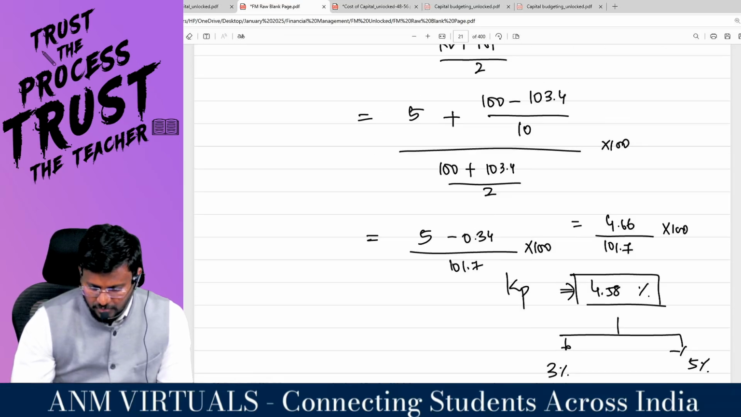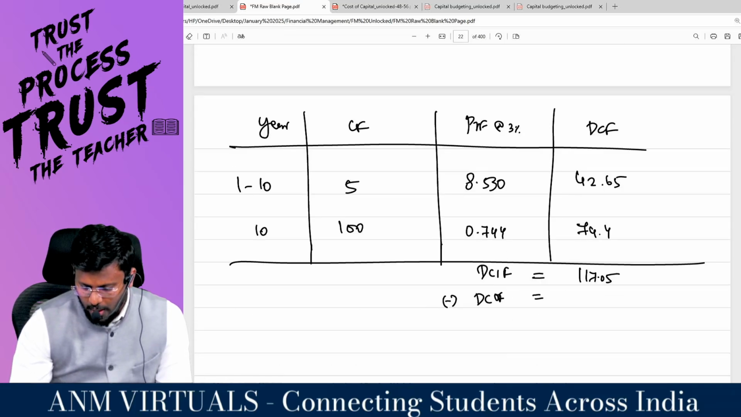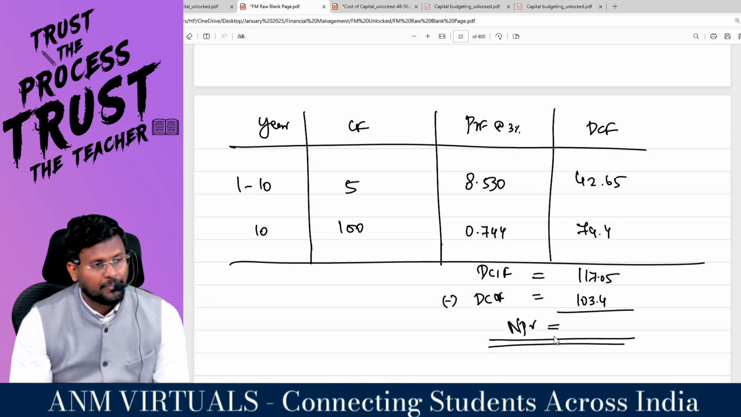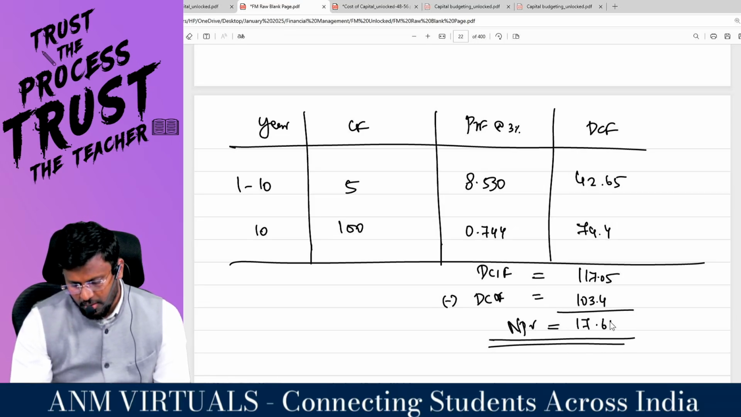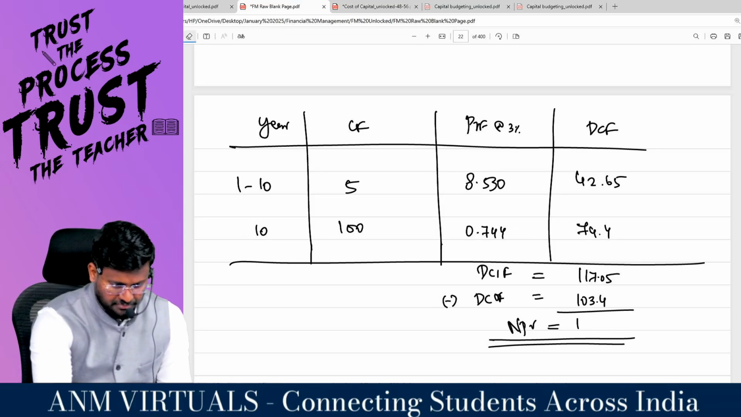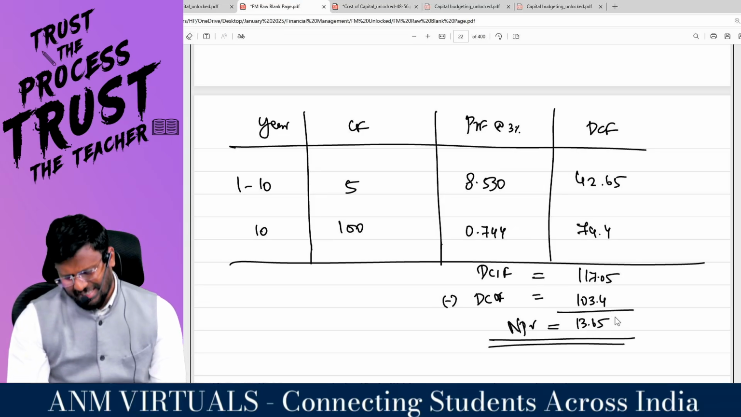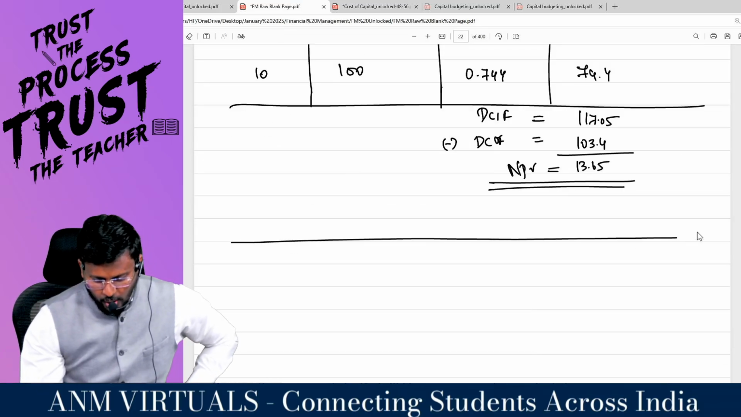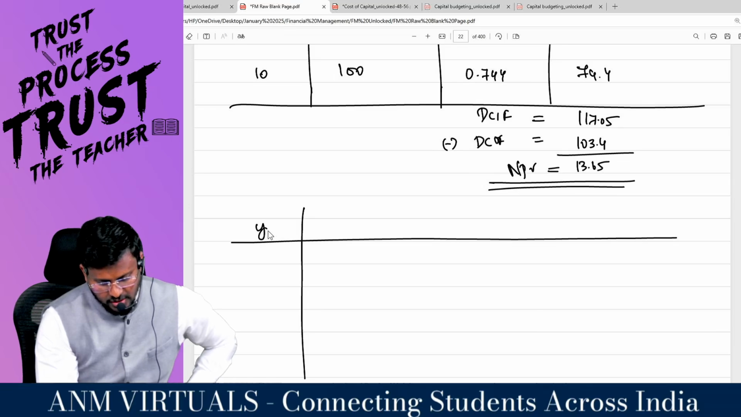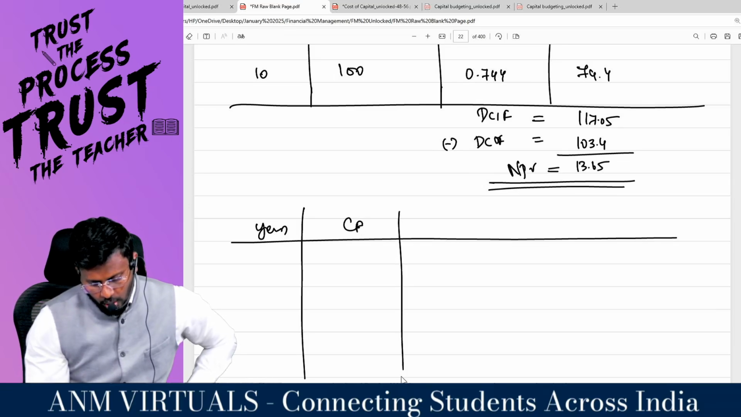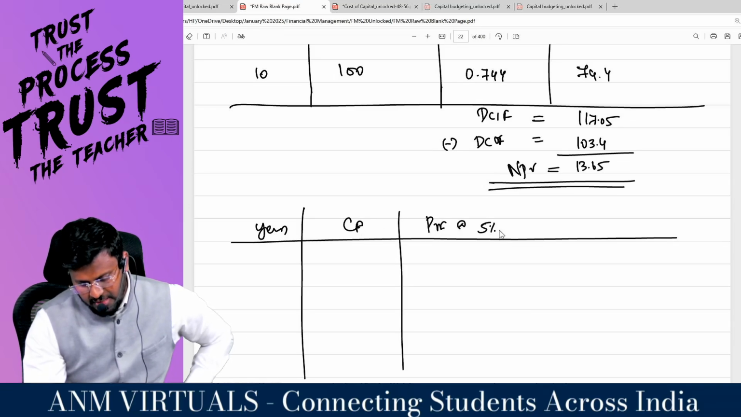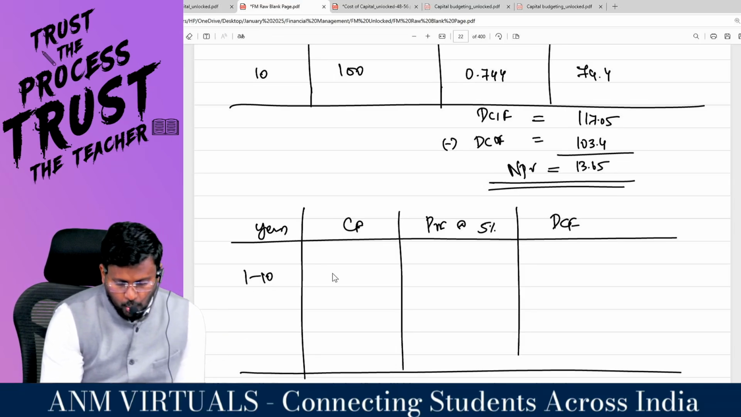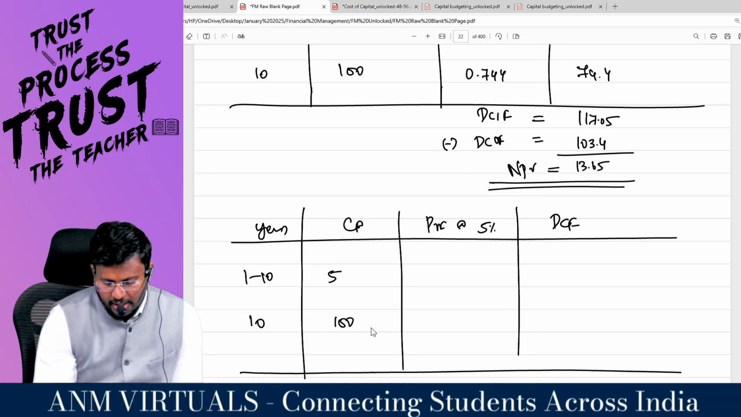What is the cash outflow? 103.4. So you are getting an NPV, net present value, of 13.65. Anyway, I know NPV will be positive only. Right, sir? The same exposition I am going to repeat for 5%. Year, cash flow, present value factor at 5%, then discounted cash flow. Year will be 1 to 10 years, 5, and in the 10th year you will be getting 100.